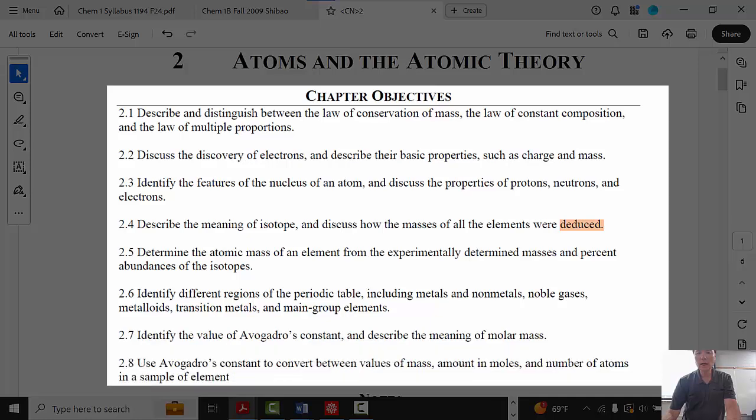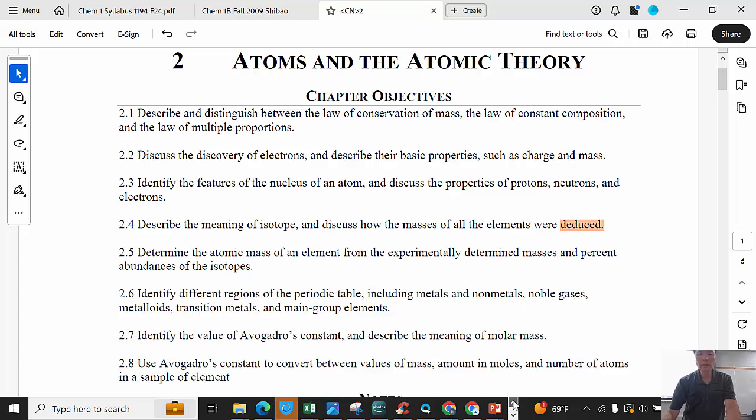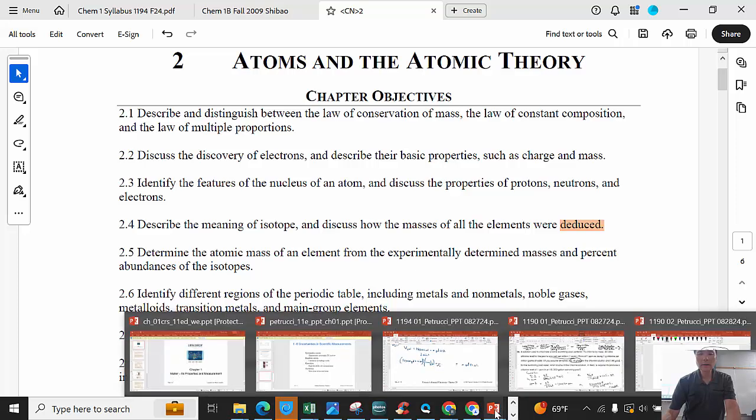We don't call it a scale. It's kind of like a scale. We call it a mass spectrometer. And so we use a mass spectrometer to measure the masses of the atoms.